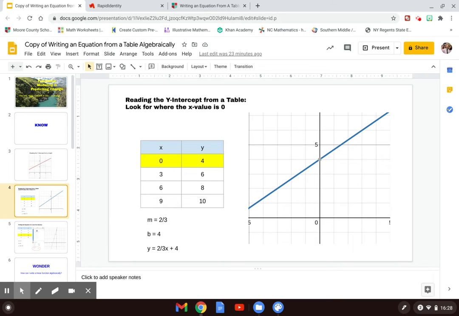Then we also learned how to read a y-intercept from a table. So we look for where the x value is 0, and of course in this particular table, we see the x value is at 0 and the y value is 4. So that's where I have 0, 4 graphed right here on my graph. And that is my y-intercept there. And then we also learned how we can find the slope and then take the slope plus the y-intercept and write a linear function or a linear equation to describe this line. Okay, and you'll hear me using the term equation and function interchangeably as I go through this presentation today.